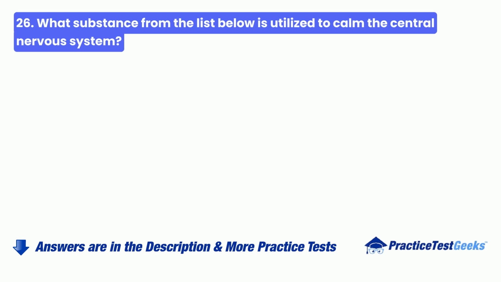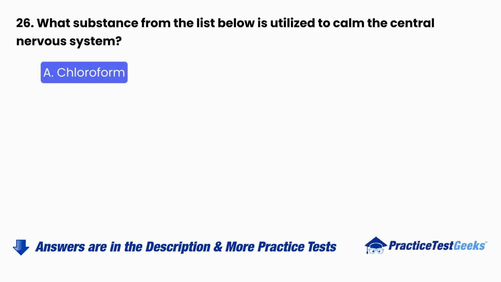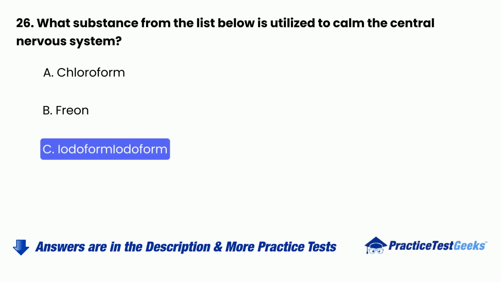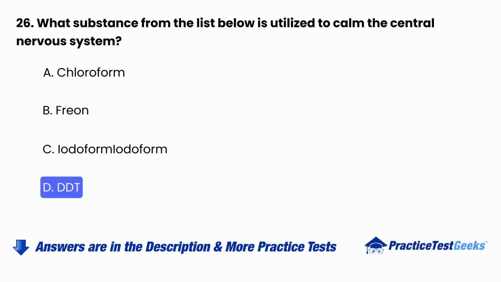26. What substance from the list below is utilized to calm the central nervous system? A. Chloroform. B. Freon. C. Iodoform. D. DDT.